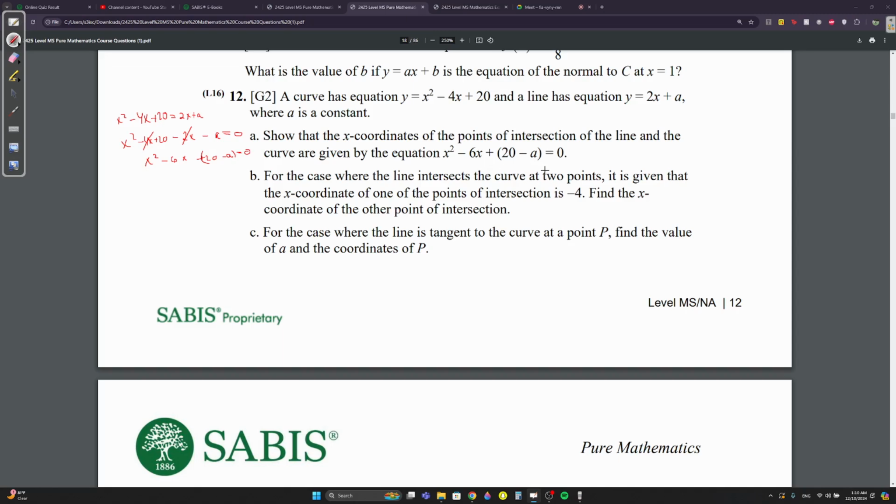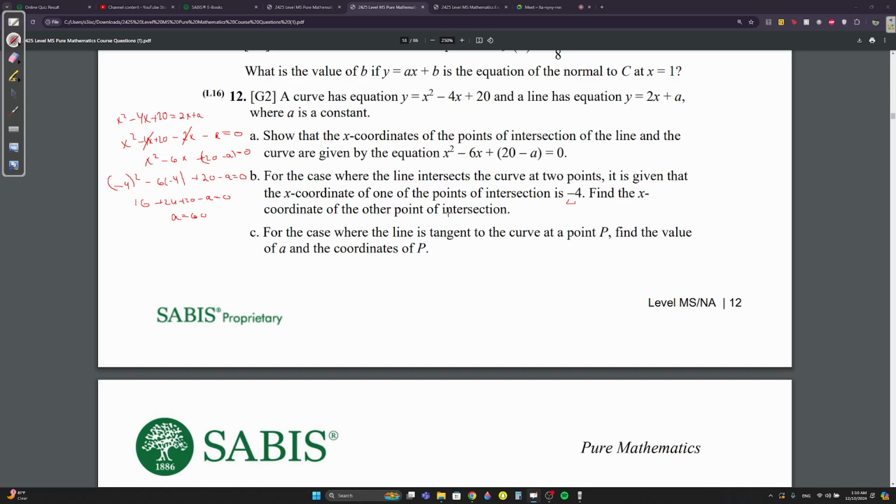For the case where the line intersects the curve at 2 points, it is given that the x-coordinate is minus 4. Find the x-coordinate of the other point of intersection. The way I do it is I find a by substituting minus 4. If I substitute, minus 4 squared minus 6 times minus 4 plus 20 minus a equals 0. You can find a easier. Minus 4 squared is 16, and this becomes 24 plus 20 minus a equals 0. You're going to get a equals 60.